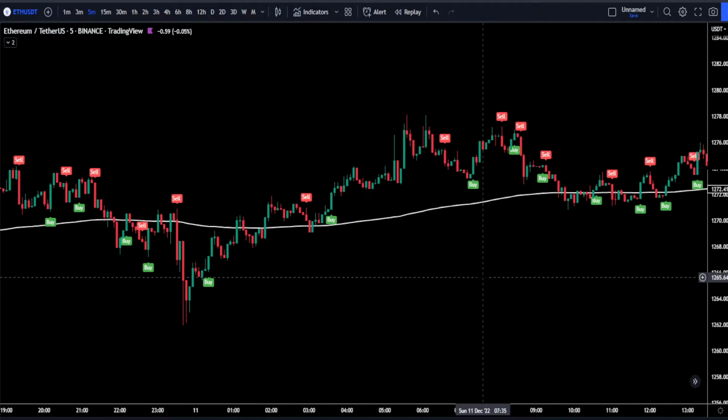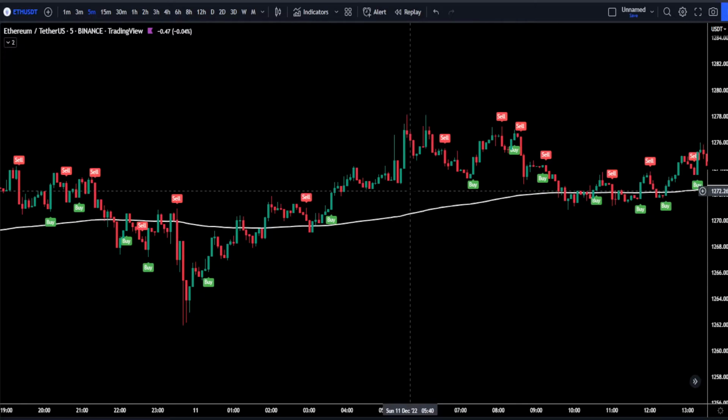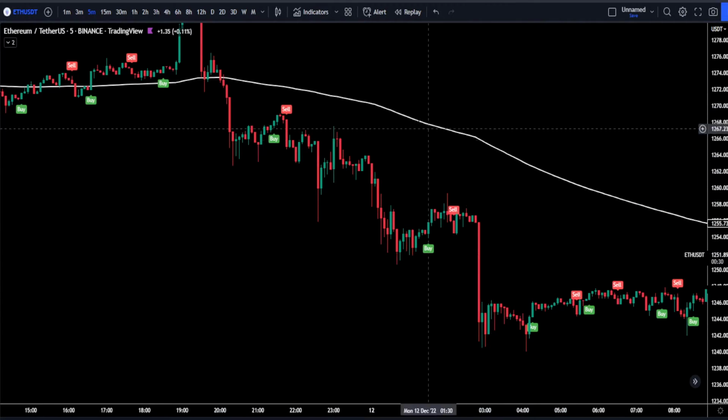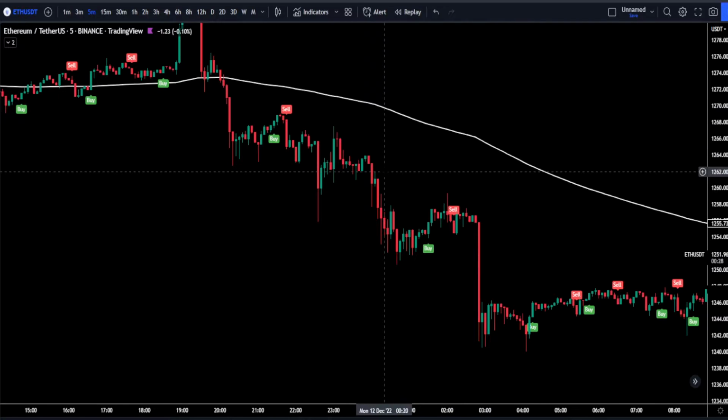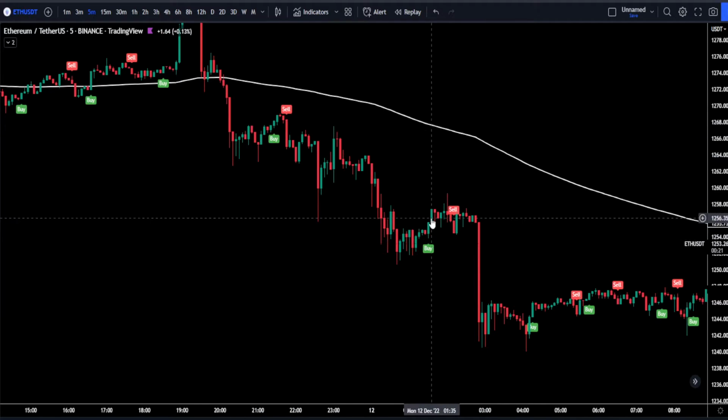So the general rule is if the price action is above our EMA, we're only going to be looking to buy. And when the price action is positioned below our EMA, we're only going to be looking to sell. As we can see, this condition alone can eliminate a lot of false signals.